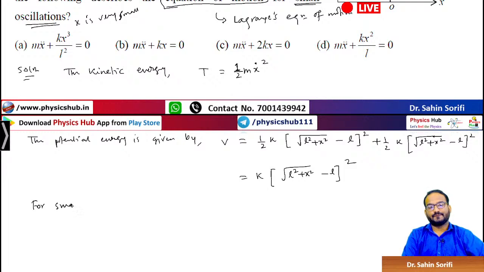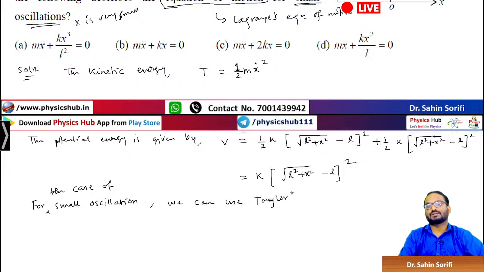For the case of small oscillation, we can use Taylor's series expansion to simplify V.